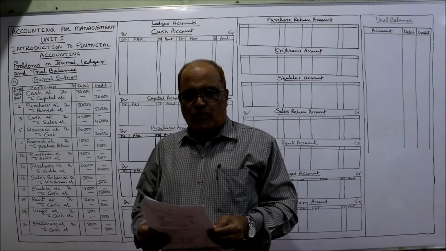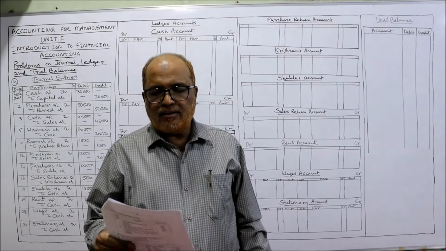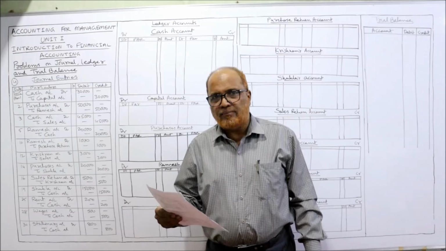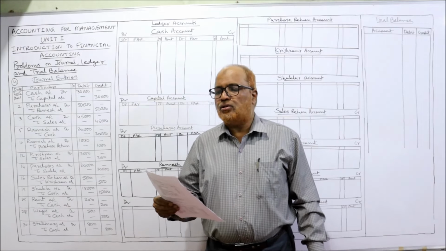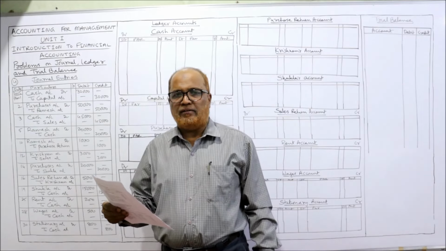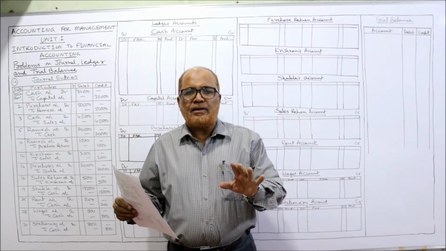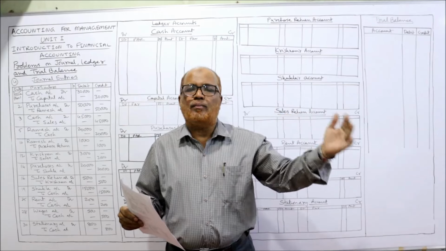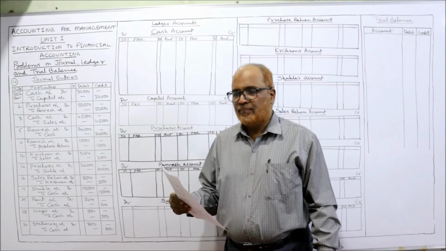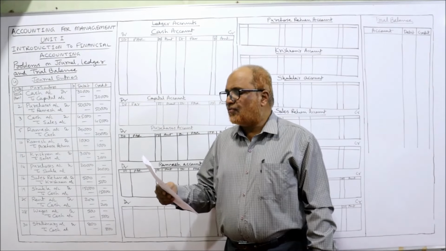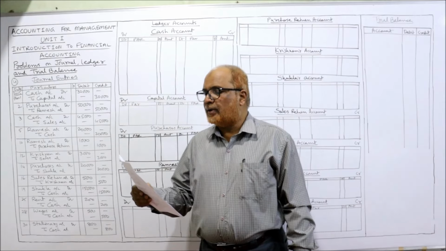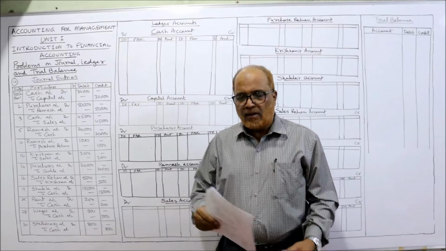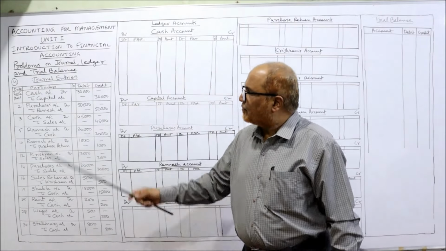Now, see the fourth problem. Enter the following transactions in journal, post them into ledger, and prepare trial balance as on 31st March 2015. So in this problem, completely we have to pass the journal entries, post them into ledger account, and then we have to make the trial balance. Now, the month and year is March 2015, transactions are given, amounts are given. Now, see the journal entries.